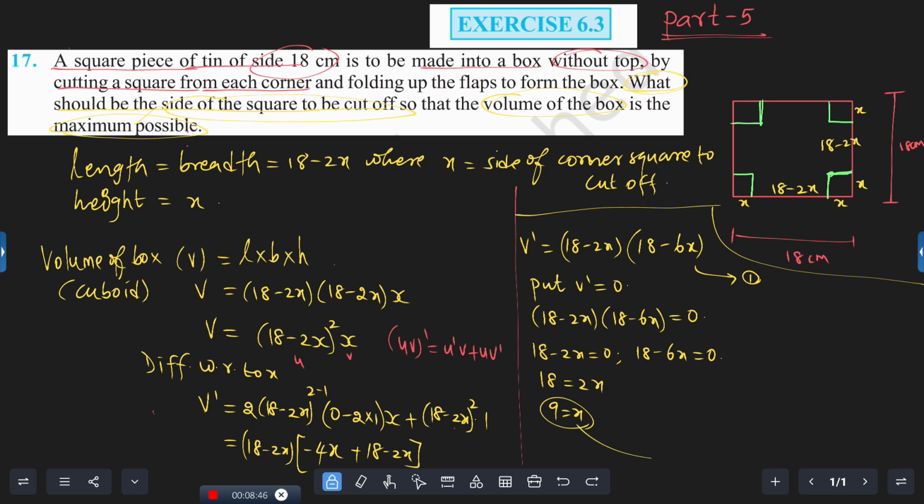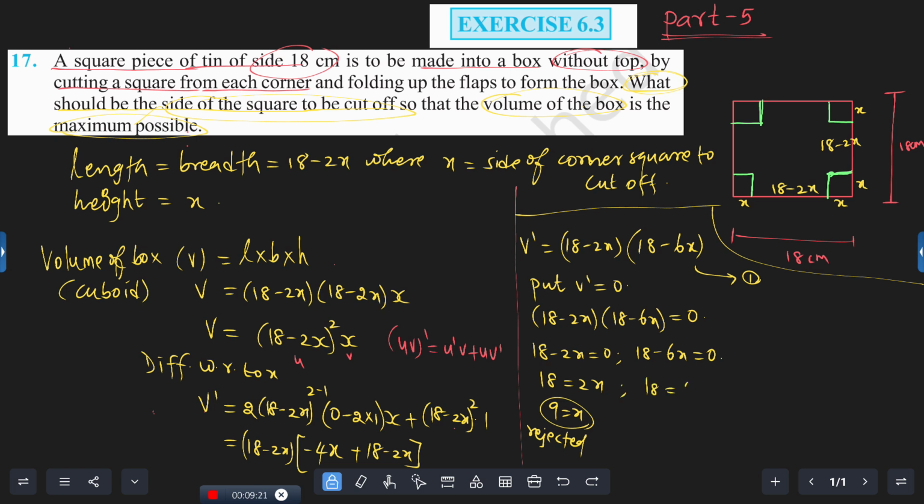Listen children, suppose x is 9, what will happen to this one? 2 into x, 0 is coming. When you give x value 9 here, 2 into 9 is 18, then 18 minus 18 is 0. If 0 comes, will the box form? The box cannot form. So 9 is rejected. I hope you understand why 9 is rejected. 9 is rejected because if you take this x as 9, it will not form a box.